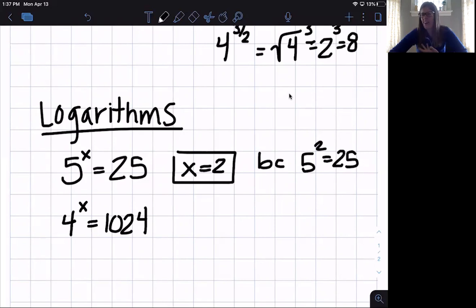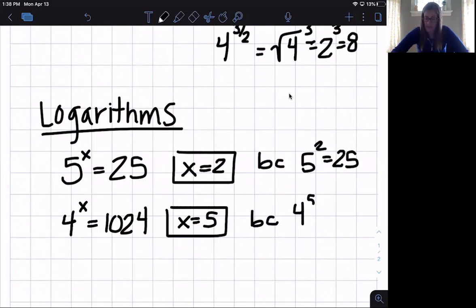And so maybe you'd get out a calculator and just guess and check for a while. 4 squared is 16, 4 cubed is 64. If you do 4 to the 4th, you'll get 256. And 4 to the 5th is 1024. So this is because 4 to the 5th equals 1024.